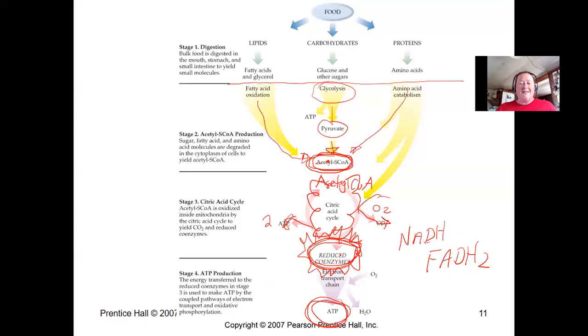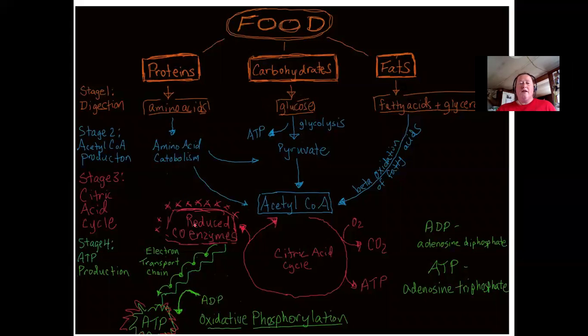The reduced coenzymes become oxidized, and they lose some of their electrons. Oxidation is loss, and these electrons bounce down this electron transport chain. It requires oxygen, and these electrons bounce down this electron transport chain and ultimately produce ATP. Now, I've kept it very simplified there. I've made another drawing of this as well, so I just would like to very briefly summarize it again.